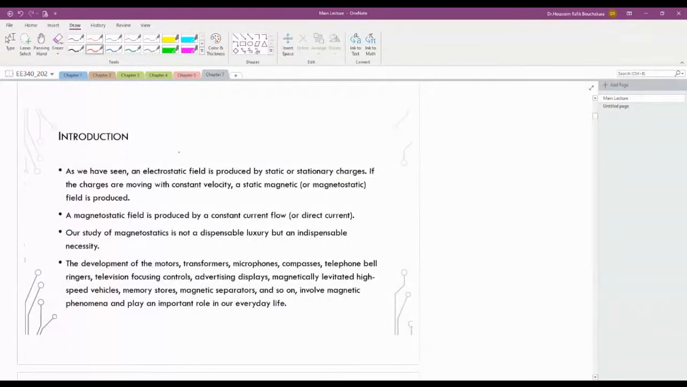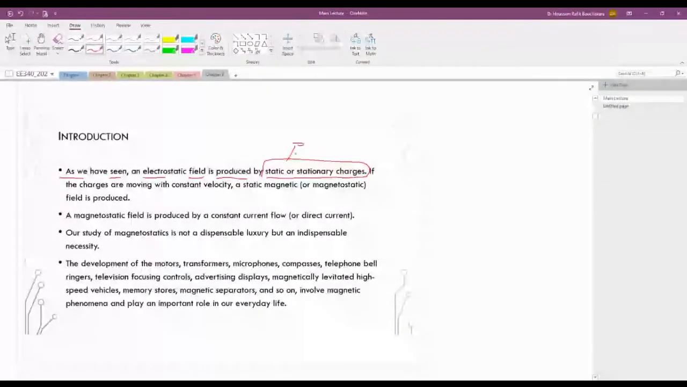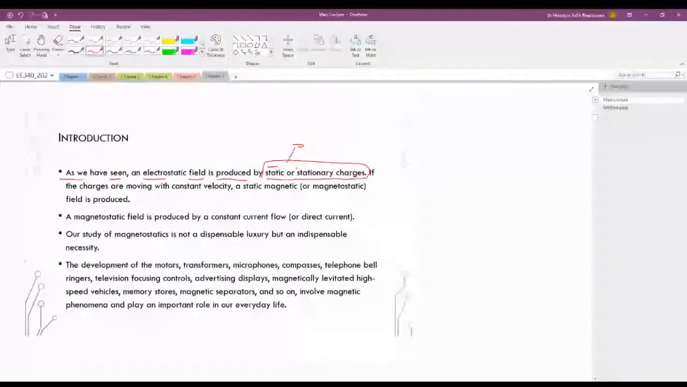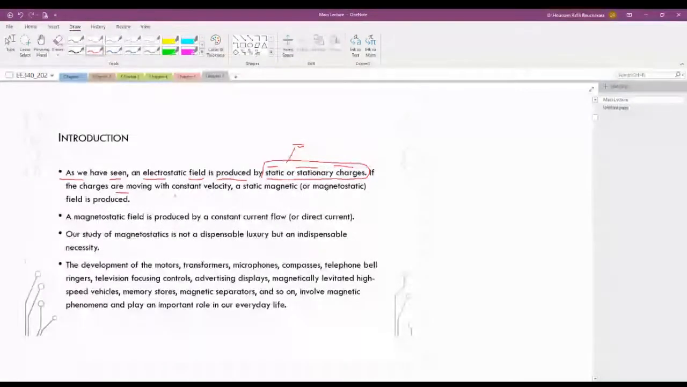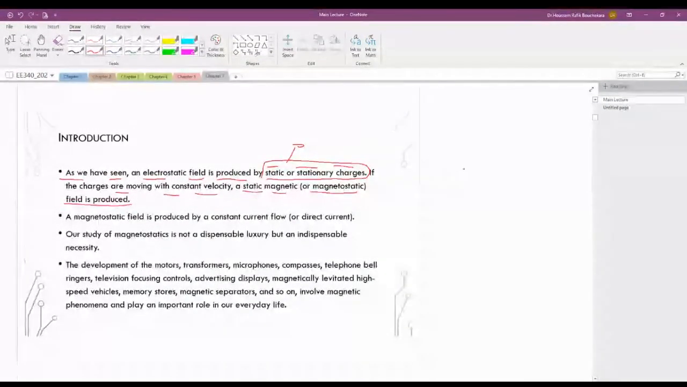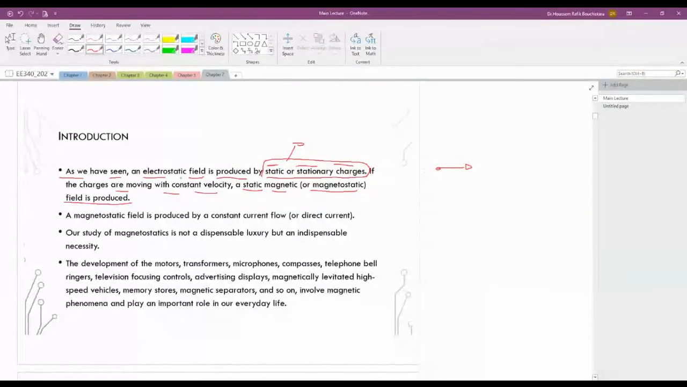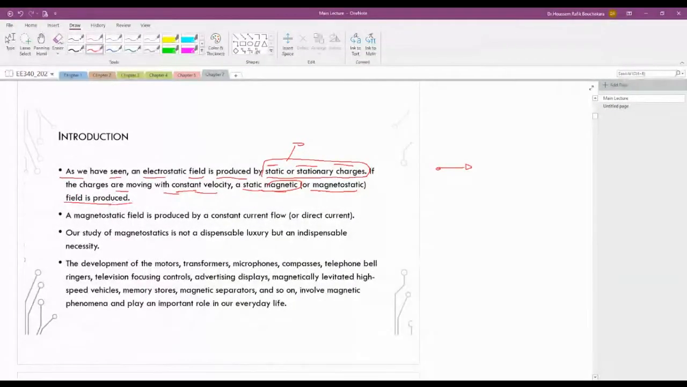As we have seen, an electrostatic field is produced by static or stationary charges. If the charges are moving with constant velocity, a static magnetic or magnetostatic field is produced. The charges are moving with a constant velocity.